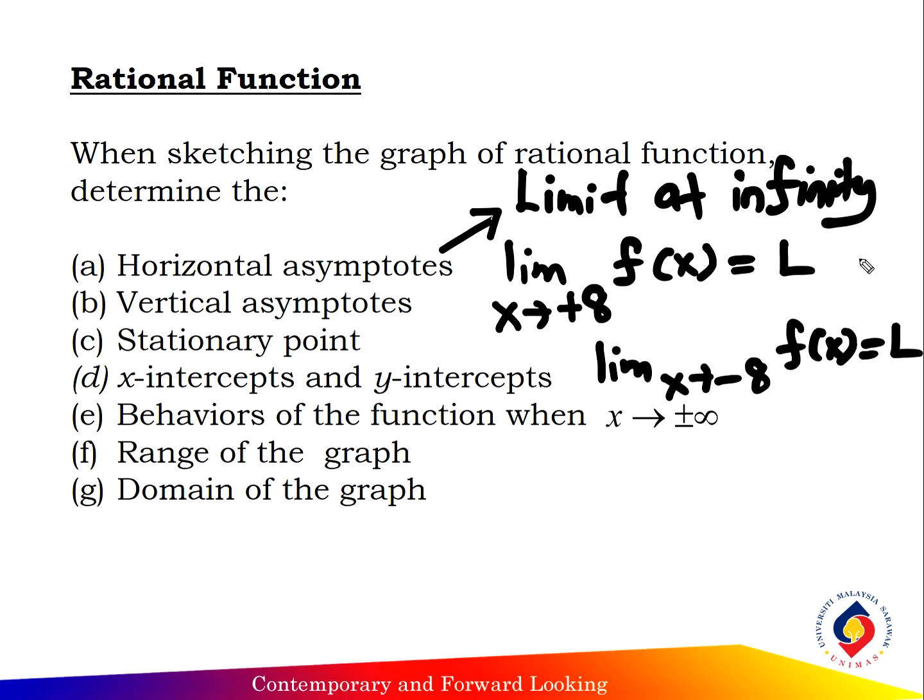Step 1: you find the horizontal asymptote of the rational function using the limits at infinity. The limit as x approaches positive infinity of f(x) equals L, where L represents a constant, any negative or positive value. And second, the limit as x approaches negative infinity of f(x) equals L. So the first step is to find the horizontal asymptote of the rational function.